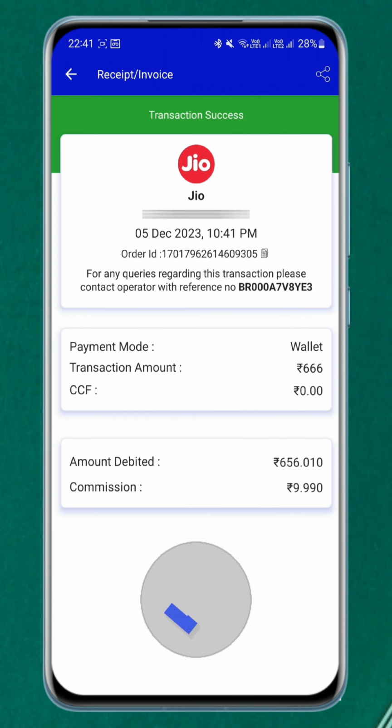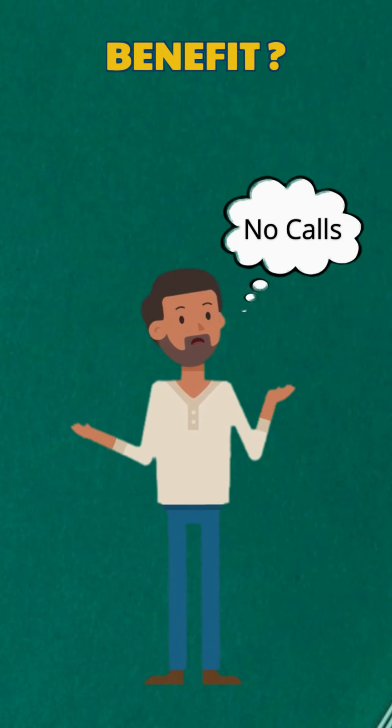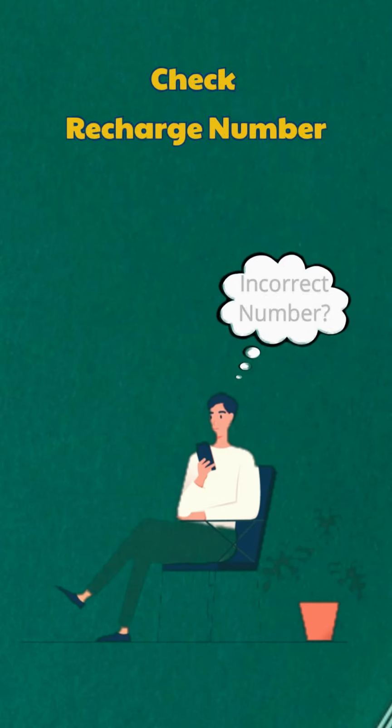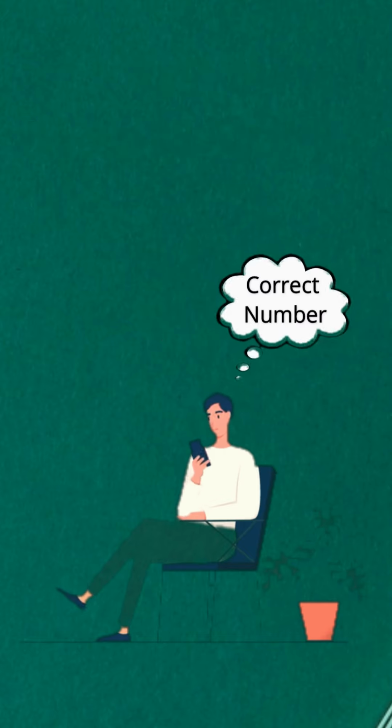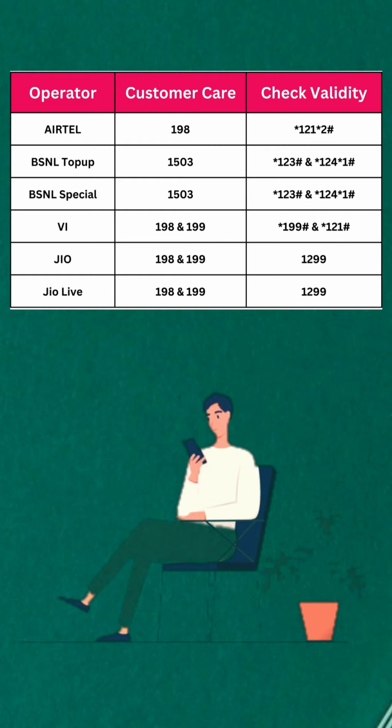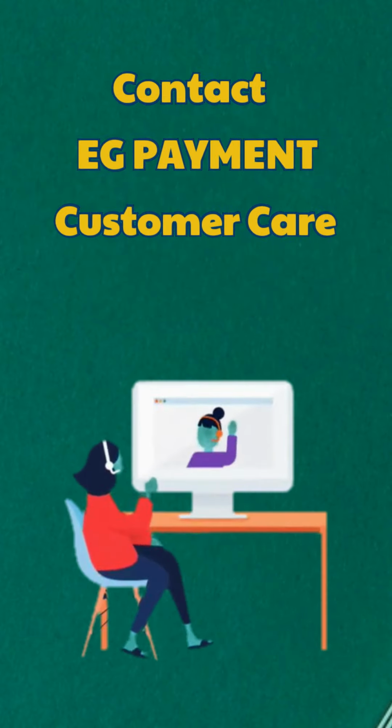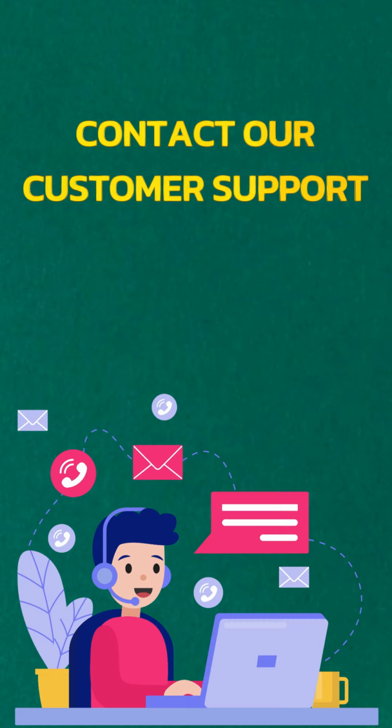If your recharge is successful but the benefit is not received on your mobile, in this condition you should check the recharge number first. It should be correct. If the number is correct, please check the validity on your phone. If validity is not received, then contact EG Payment customer care. If you still have any query, contact our customer support.